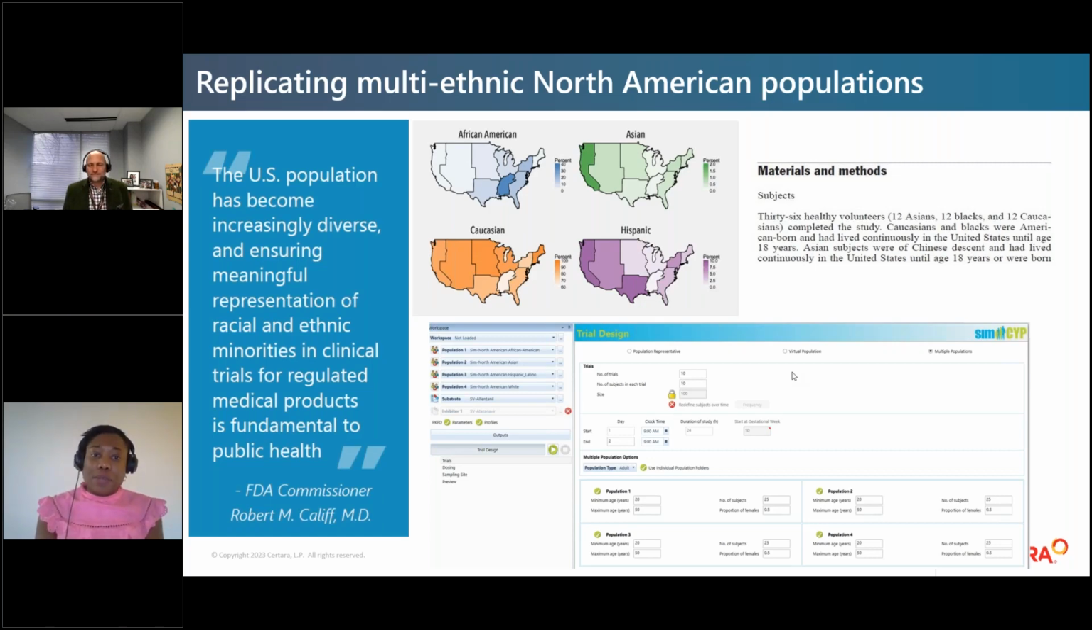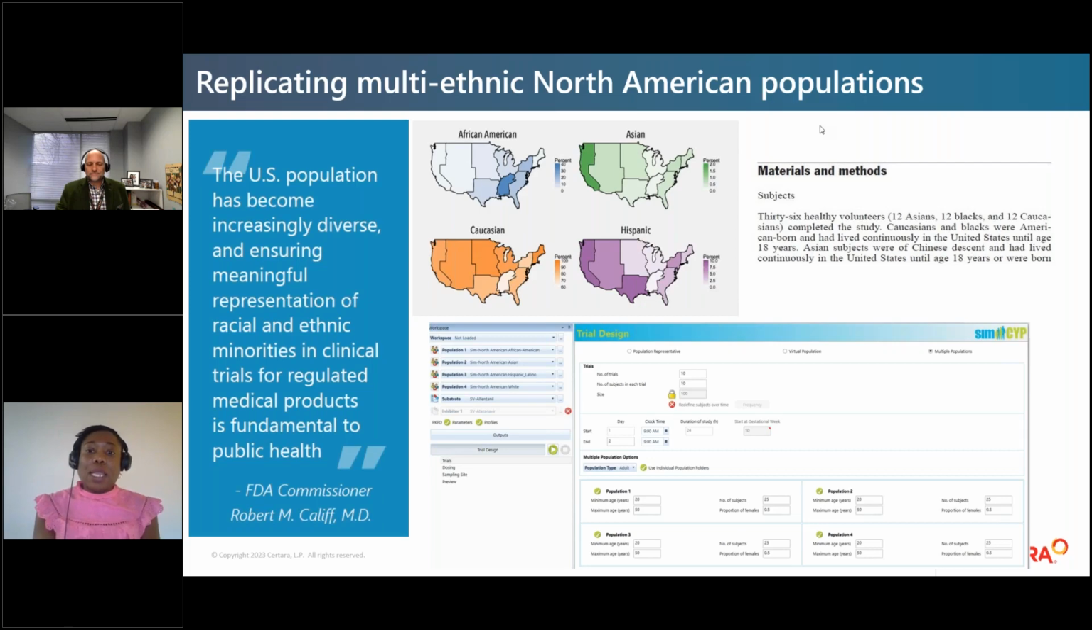And as you can see from this chart at the top, in certain parts of the US, a specific ethnic population can account for a significant number. For instance, African Americans in certain areas can account for up to 40% of the population. So to better represent or replicate these clinical trials that are currently being considered, we have developed 4 different North American populations.